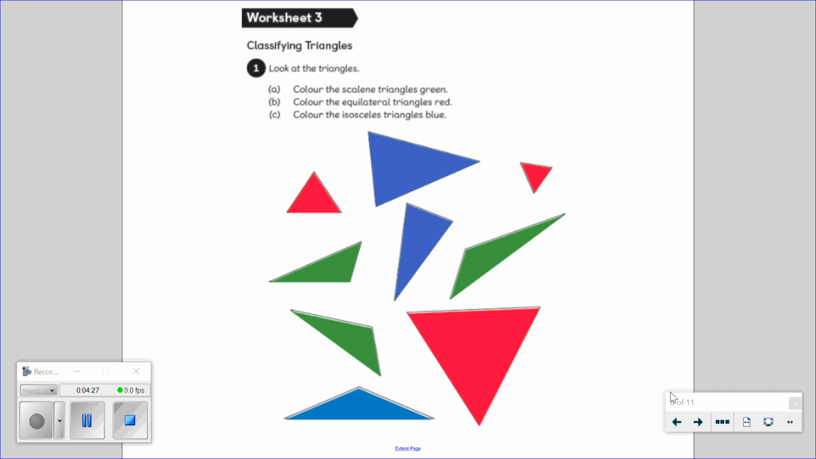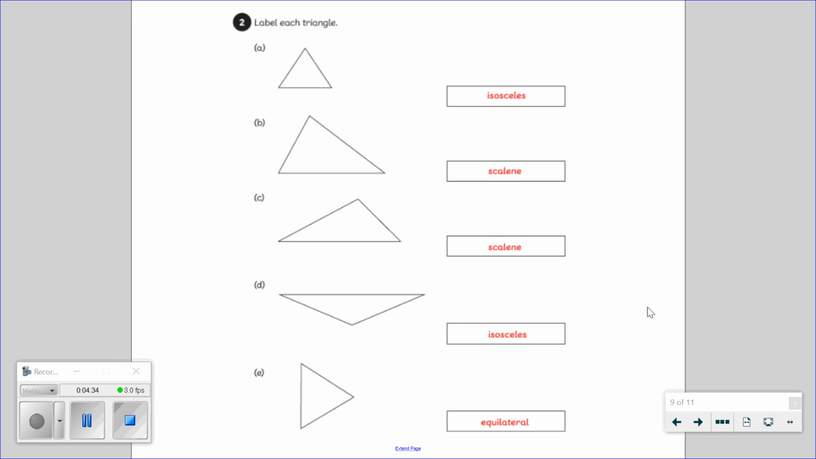Here are the answers for question 1. And here are the answers for question 2.